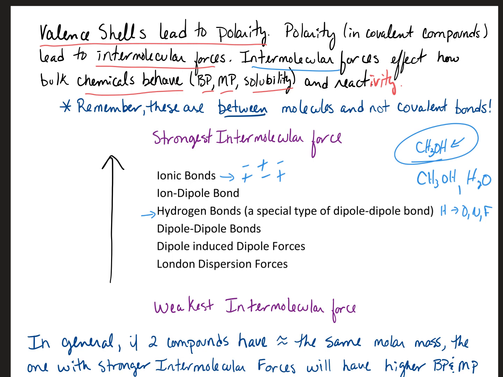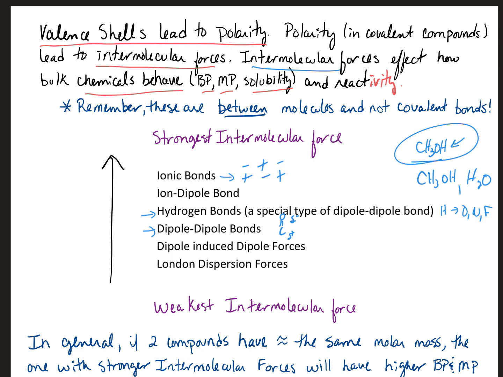Next, we have dipole-dipole bonds. So this is where it's like partial positive, partial negative, but you don't have a direct connection to hydrogen. So if you have a C double-bond O, that would be an example of a bond that would be a dipole, because we have a slightly negative on the oxygen and a slightly positive on the carbon, okay?